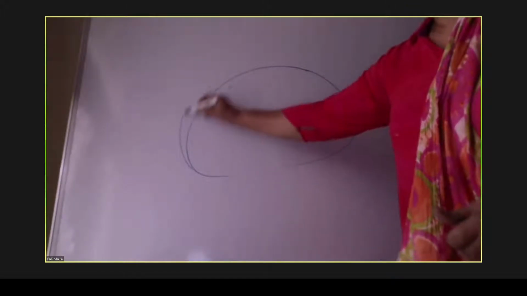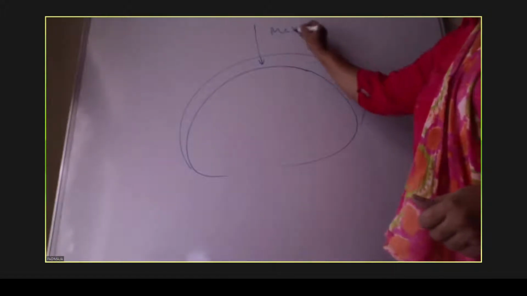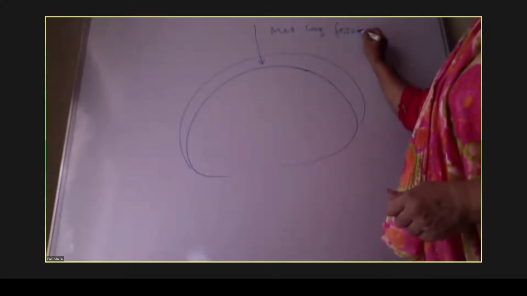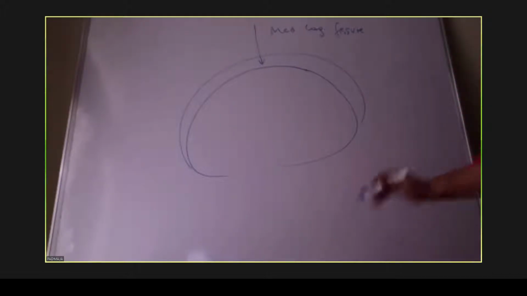Like yesterday, we have completed up to the median fissure. The median longitudinal fissure cuts the cerebrum into two halves, dividing the cerebral hemispheres. Of course, externally they are separated, but internally connected by a tract.